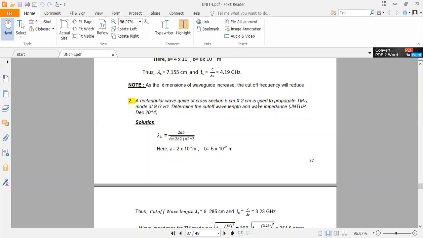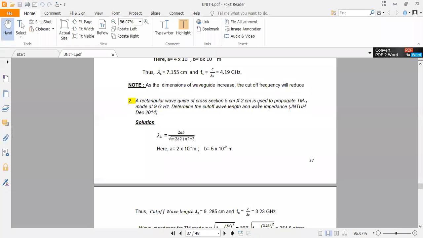TM11, ma'am. What is M? M is 1, N also 1, ma'am. Yes, M is equal to 1. Determine the cutoff frequency, cutoff wavelength and wave impedance. So we have solved this in the last class. What is the wave impedance for TM mode?